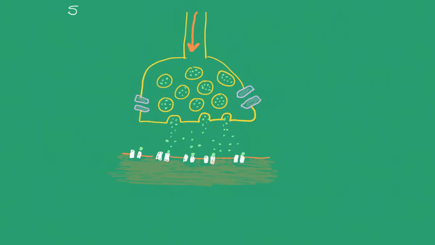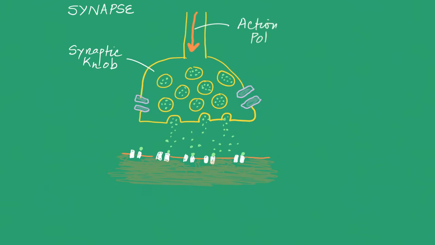Here is the structure of a typical synapse. Shown in yellow is the presynaptic neuron. Shown in orange is the postsynaptic neuron. This is the synaptic knob, which is the end of the neuron. This is where it ends, the terminal. The action potential is shown here, traveling towards the synaptic terminal.